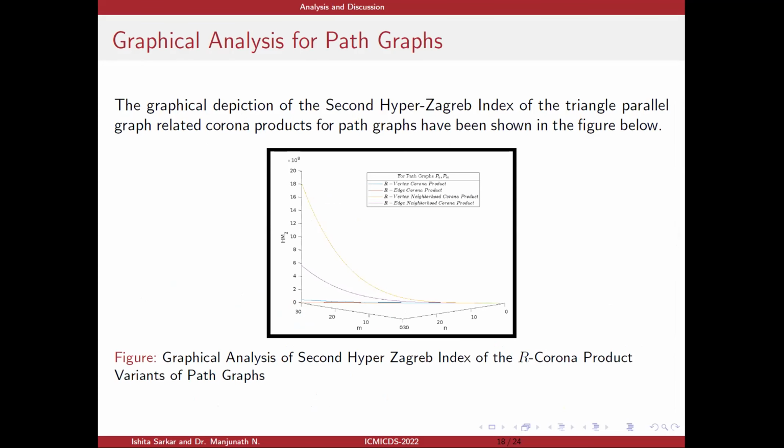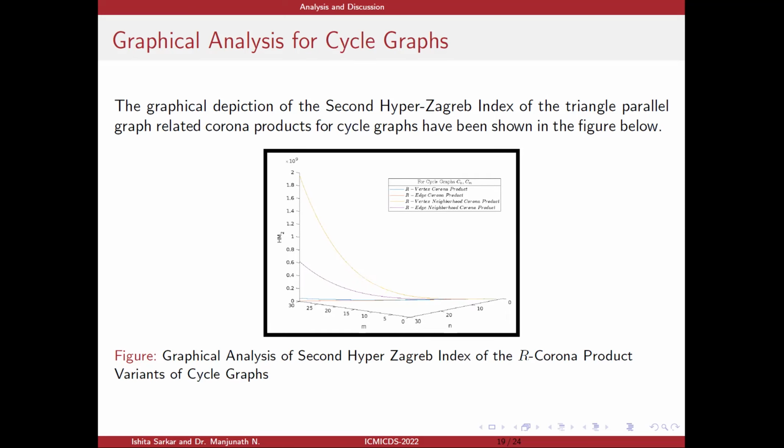Also, to understand our study better, we have included a graphical depiction of the second hyper-Zagreb index of the triangle parallel graph related corona products for path graphs. From the figure, we have an observation that for increasing values of M and N, the R vertex neighborhood corona product attains the maximum value among the index values of the other graph product variants. Also, for cycle graphs, we have the graphical analysis, wherein similarly the R vertex neighborhood corona product attains the maximum value compared to the other index values.